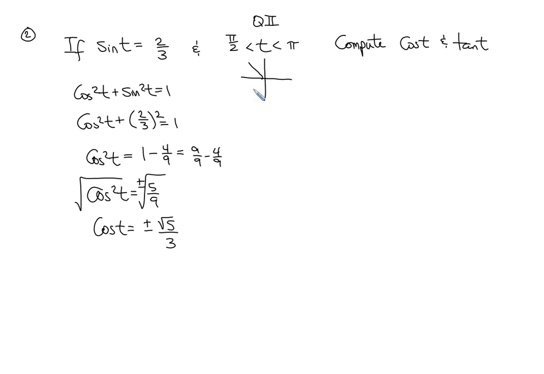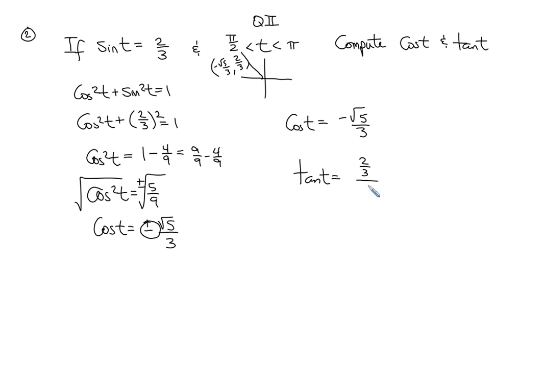Remember, in quadrant 2, x is negative, y is positive. Therefore, this is the value that we need, negative rad 5/3. So we know that the coordinates of our point are going to be negative rad 5/3, comma 2/3. And so now we're going to do what we did on the previous one, just using the x and y coordinates. We know that cosine of t is going to be the x coordinate, which is negative rad 5/3, and we know that tangent of t is equal to sine over cosine, or y over x.